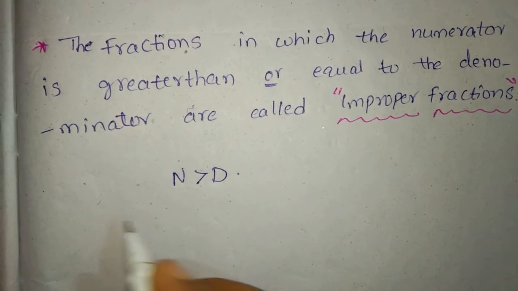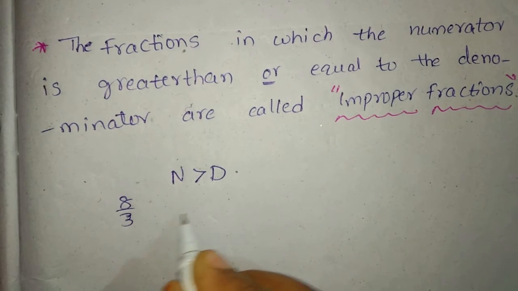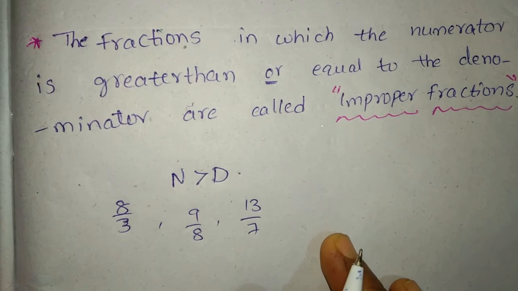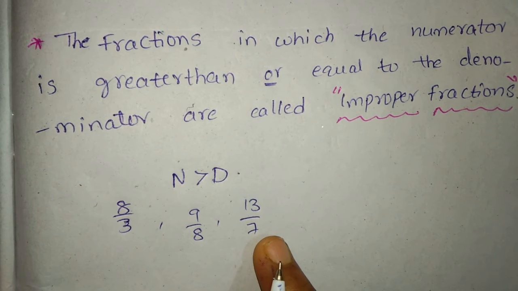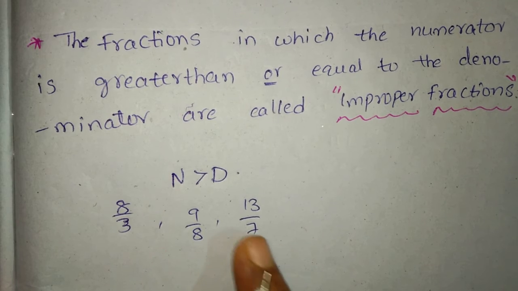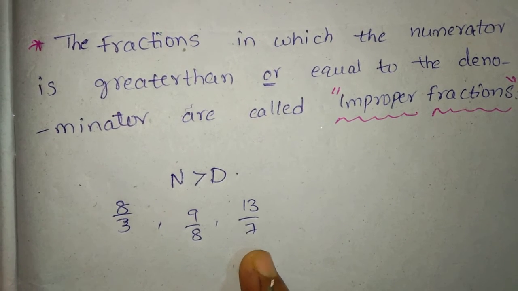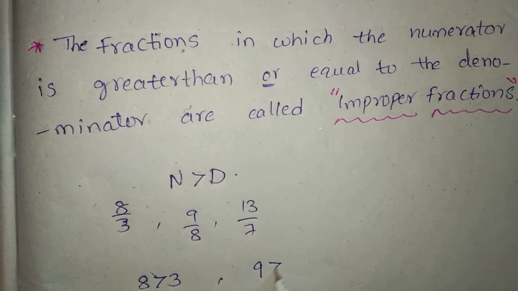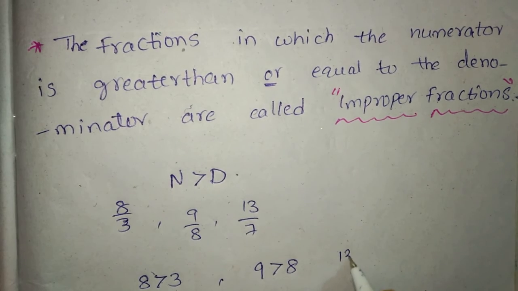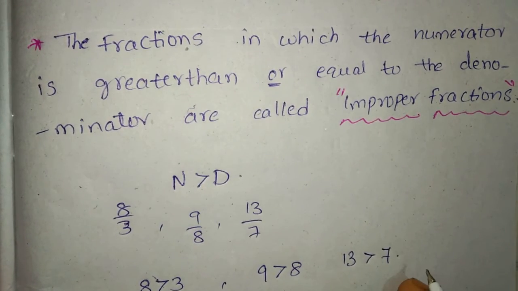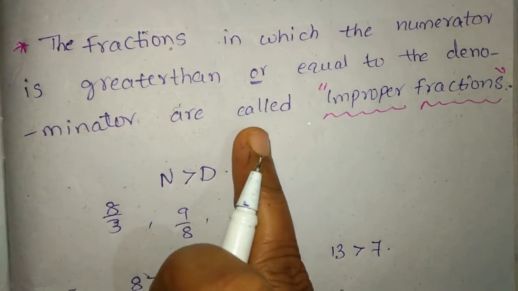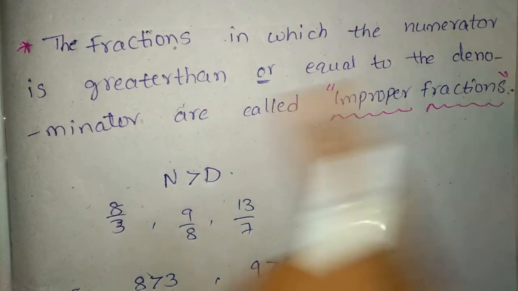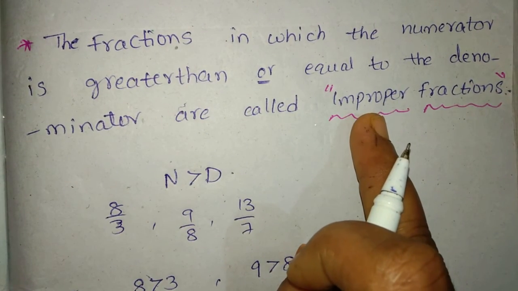So, we can take 8 by 3, 9 by 8, 13 by 7. In all these fractions, the numerator is greater than the denominator. In this, 8 is greater than 3, 9 is greater than 8, and 13 is greater than 7. What is an improper fraction? The fractions in which the numerator is greater than or equal to the denominator are called improper fractions.